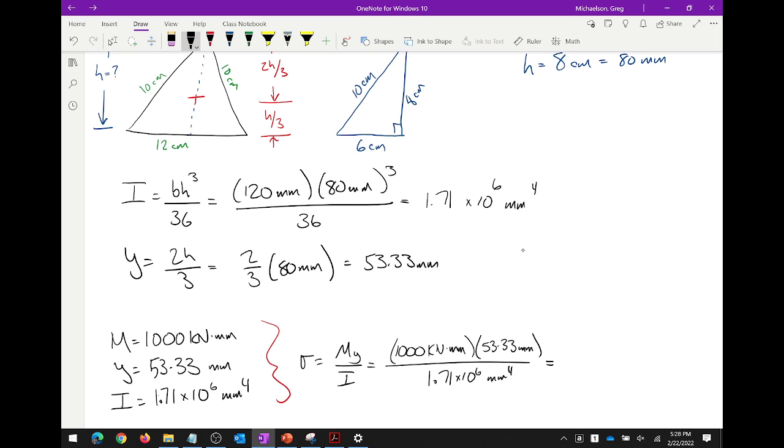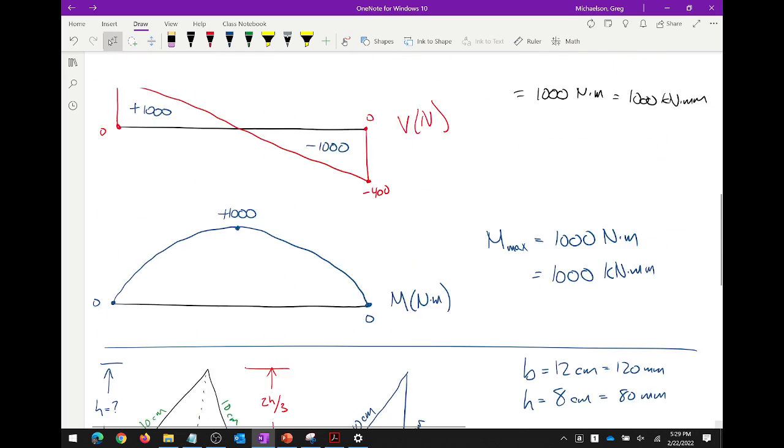What do we get? Say it again. Do I have a second? Yeah. Now, what are the units? This is a stress, by the way. So it's a kilonewton over a millimeter squared.